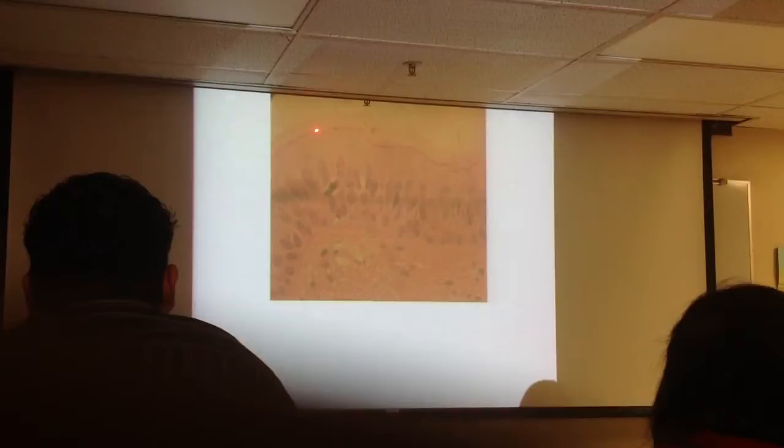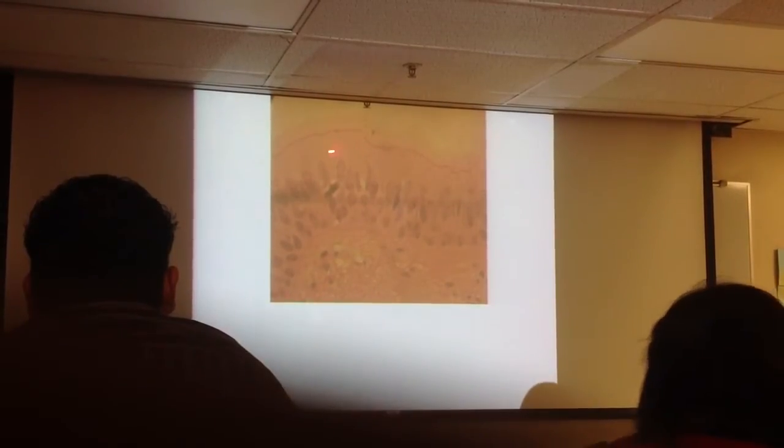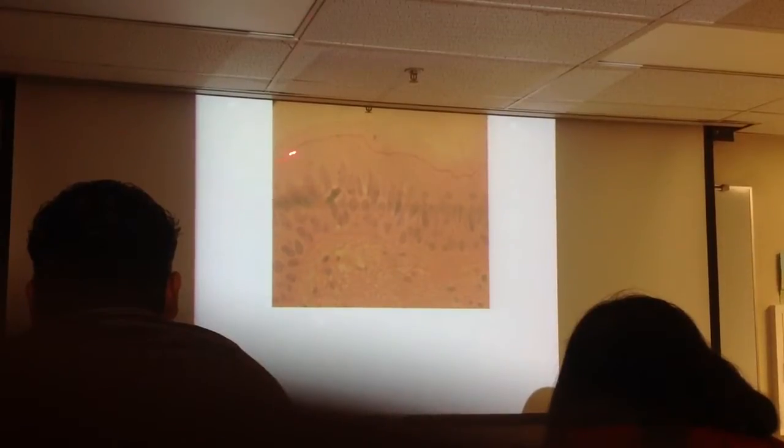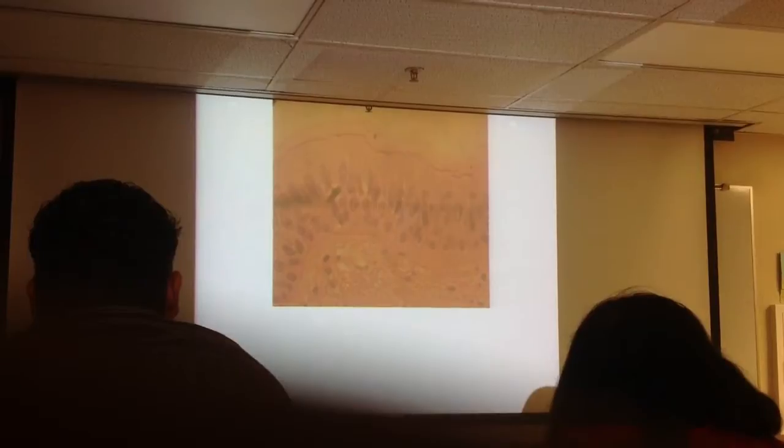What's that fuzzy stuff? Cilia. What's that stuff? Cytoplasm. What's that line? Cell membrane. What's this line down here? Basement membrane.